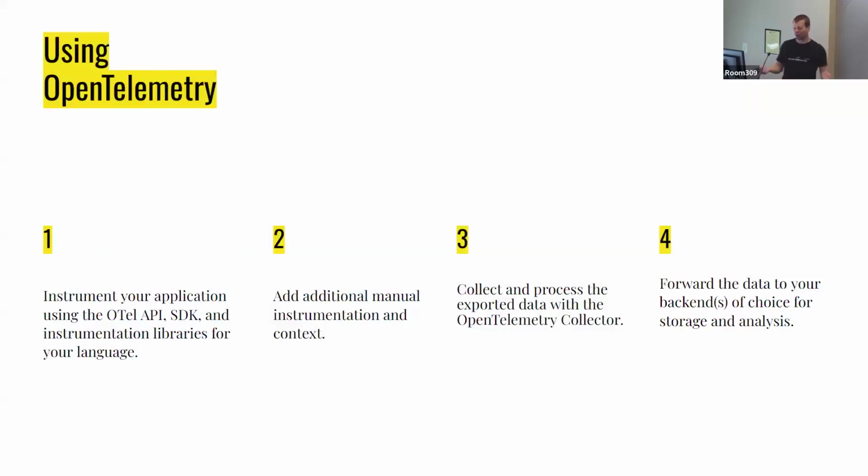Okay, so how do I actually use this? It's pretty straightforward. I instrument my application using the instrumentation libraries and whatever auto instrumentation is available. If I have additional business context to add, I add it, right? And then I deploy a collector, and the collector points to whatever backend I'm using, or multiple backends if that's the case.